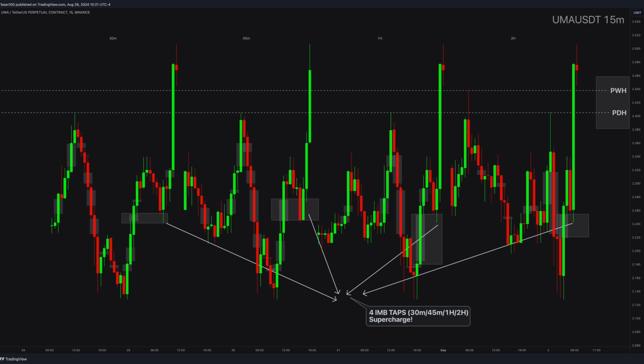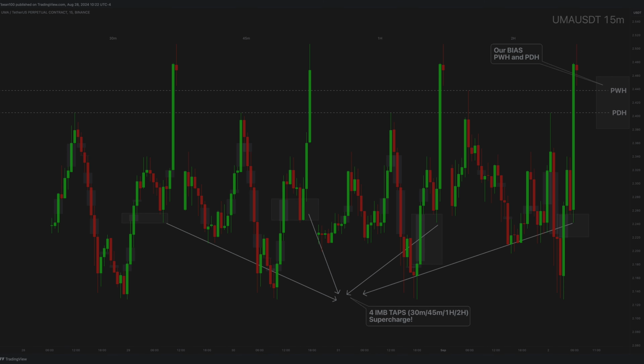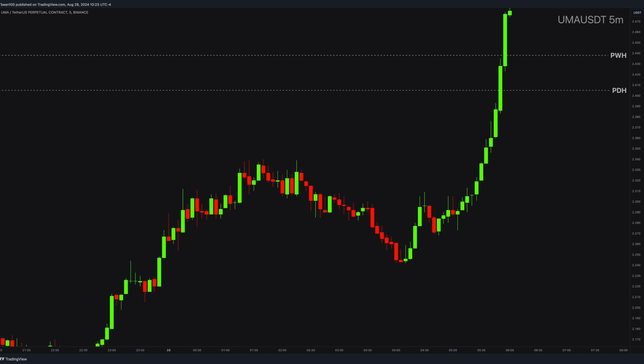Now, what do I have here? I have my bias and now I have my entry zones. What is the next step? All I need to do is to go down into lower time frames and wait for the right entry. Remember, waiting and being patient is the key here. Let's take a look at the 5-minute chart and discuss further.